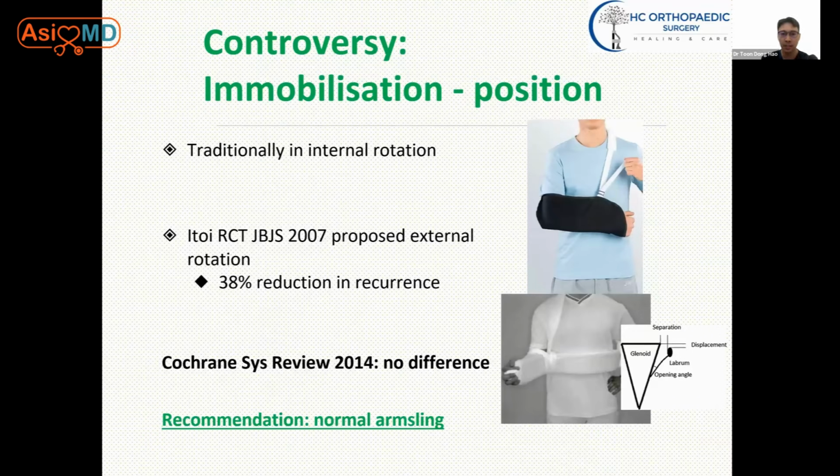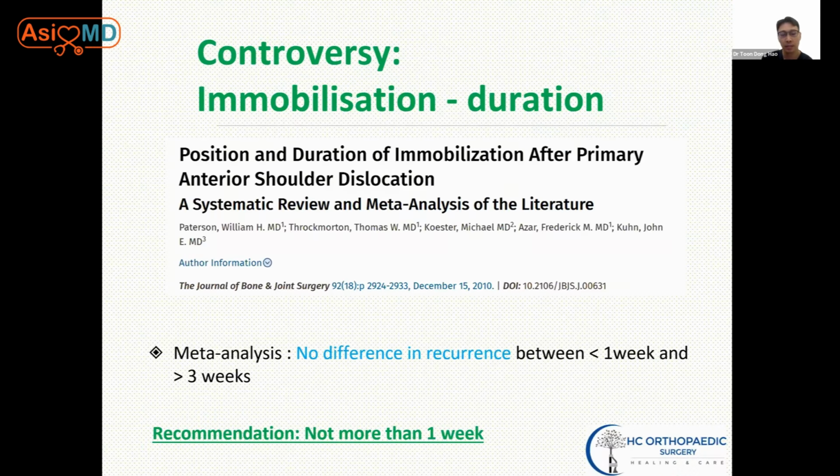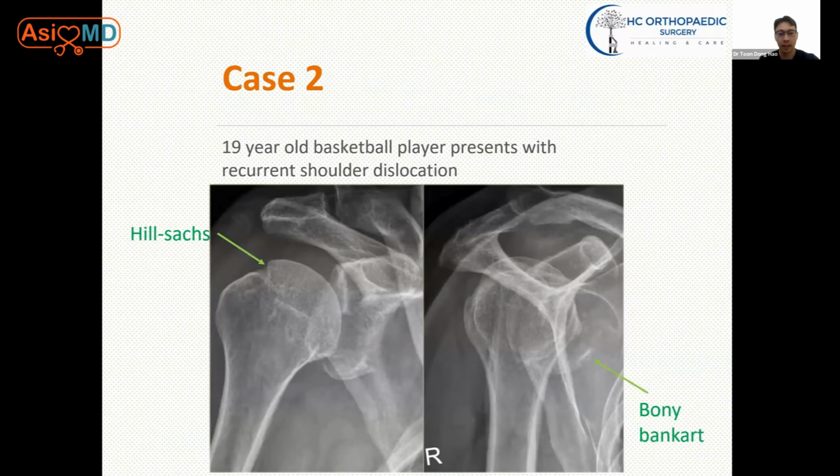In terms of immobilization, traditionally we do it in internal rotation, but some patients are put in external rotation based on some of the studies performed. I'm sure some of the GPs here have seen this external rotation sling called the gunslinger sling before, but the literature showed that there's actually no difference between these immobilization methods, and therefore a normal arm sling is actually sufficient and gives more comfort to the patient. In terms of duration of immobilization after you reduce the shoulder, the studies show that there's no difference between immobilizing for 1 week or for more than 3 weeks. And therefore, immobilization for a longer period doesn't reduce the recurrence rate, and we shouldn't be immobilizing the shoulder for longer than 1 week.